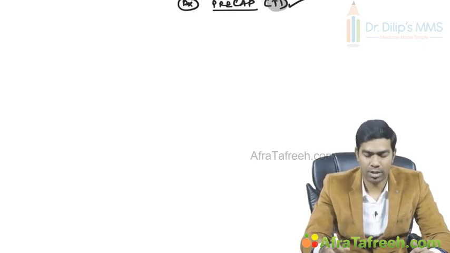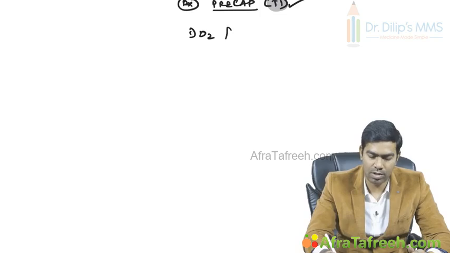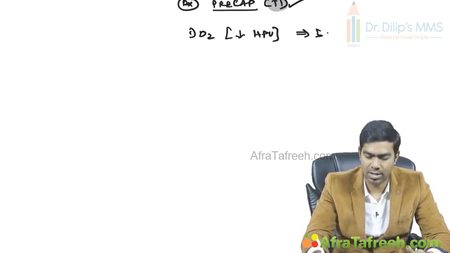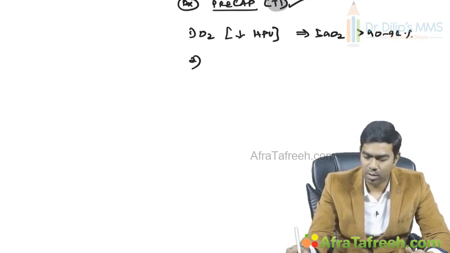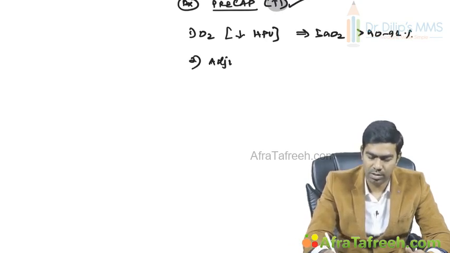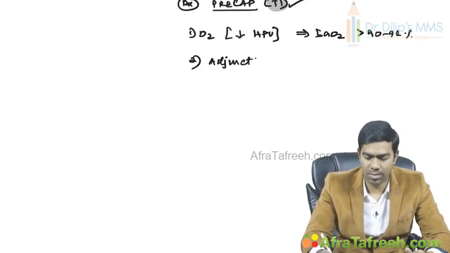So what are the treatments you're going to use? First is obviously oxygen. Why oxygen? Because it reduces the hypoxic pulmonary vasoconstriction. Target saturation is to maintain more than 90 to 92%. That is the idea. Point number 2, you can use adjunctive treatments. What are the adjunctive treatments? Apart from oxygen, you can use diuretics.